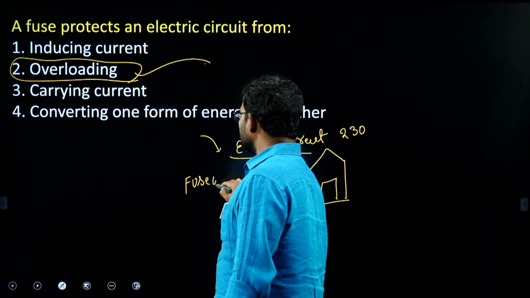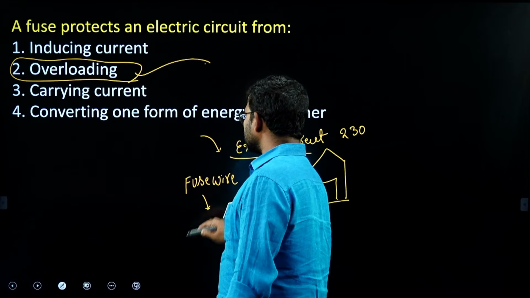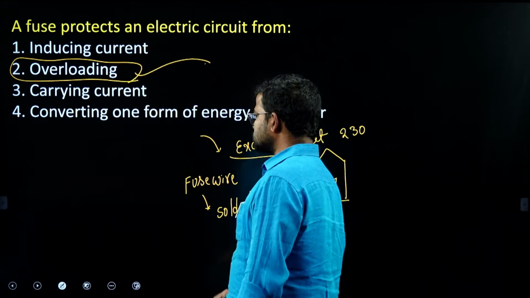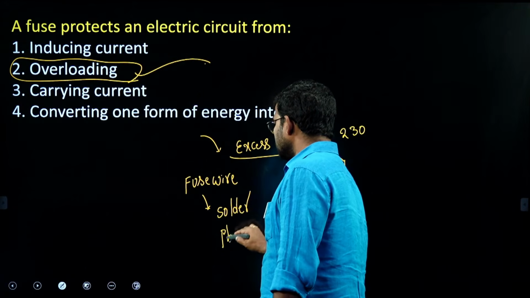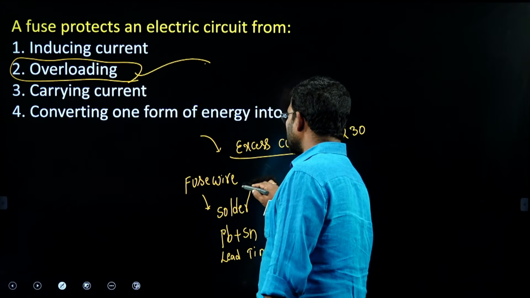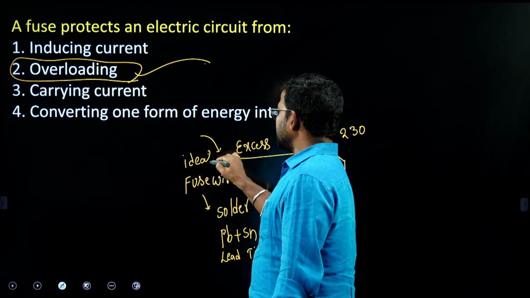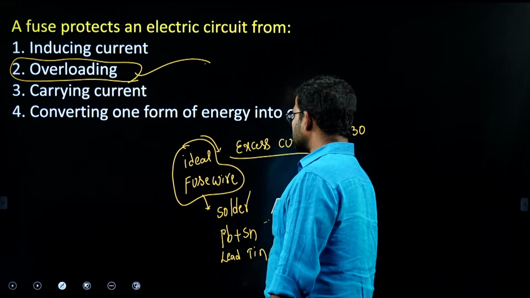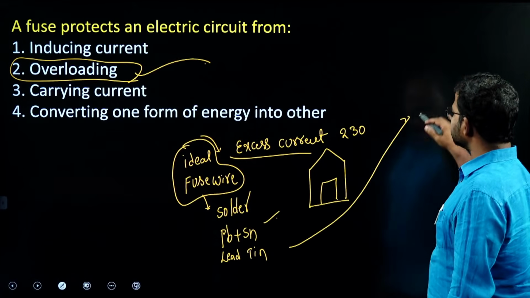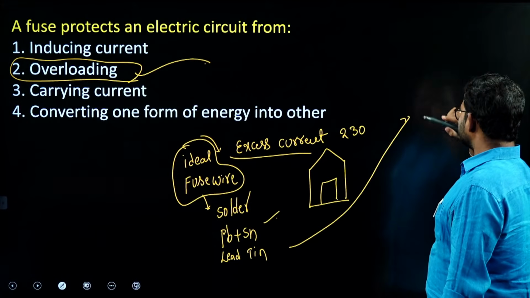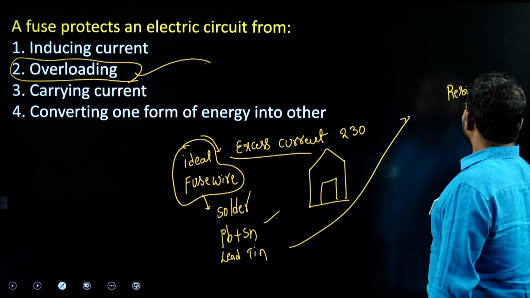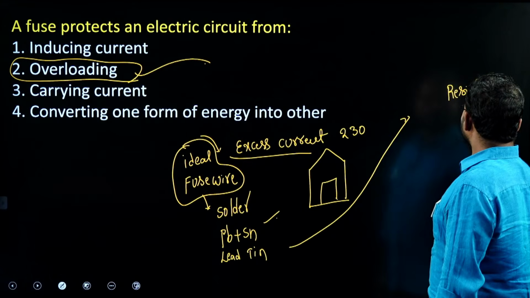This fuse wire is made using solder, which is an alloy. In solder, guys, we have lead plus tin. To make an ideal fuse wire, we mostly use lead plus tin solder. What is the specialty of this ideal fuse wire? It has its resistance and melting point.